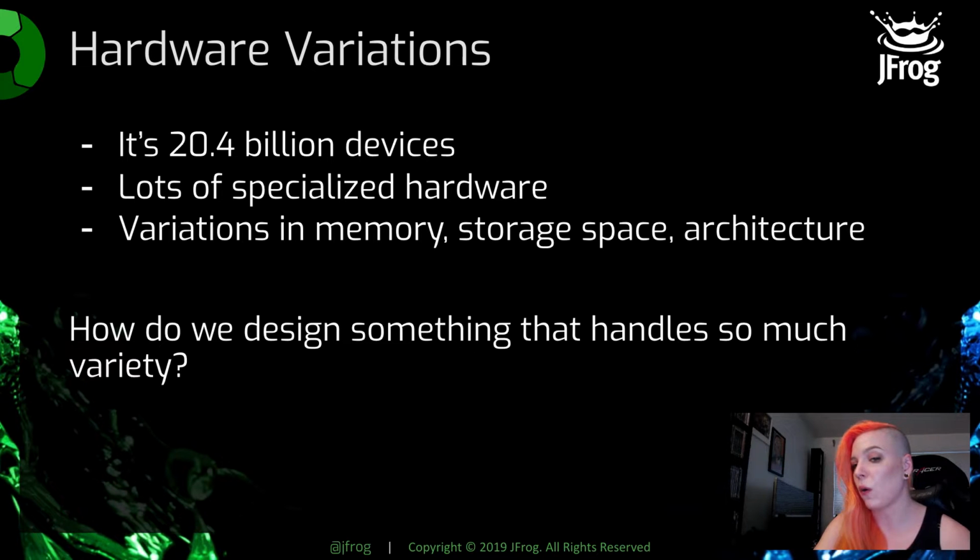It's also just a whole hell of a lot of devices. There's a lot of hardware variations. Those 20.4 billion devices are not running on anything standardized. Each class of device is running on something specialized, with differences in available communication protocols, memory, storage space, architecture, and operating system sophistication. So how do we design a system that takes these differences into account and handles them, allowing for easier deployment to broader classes of devices instead of just a single board or device type?